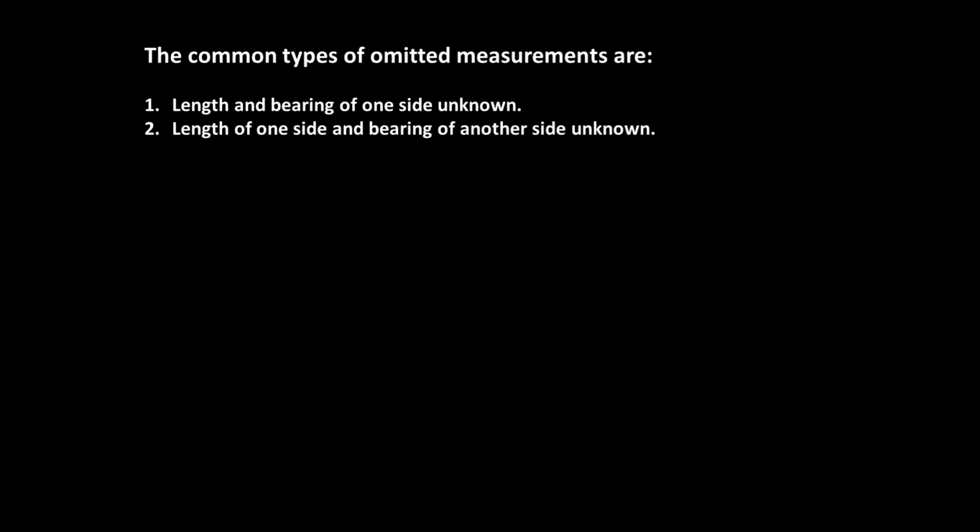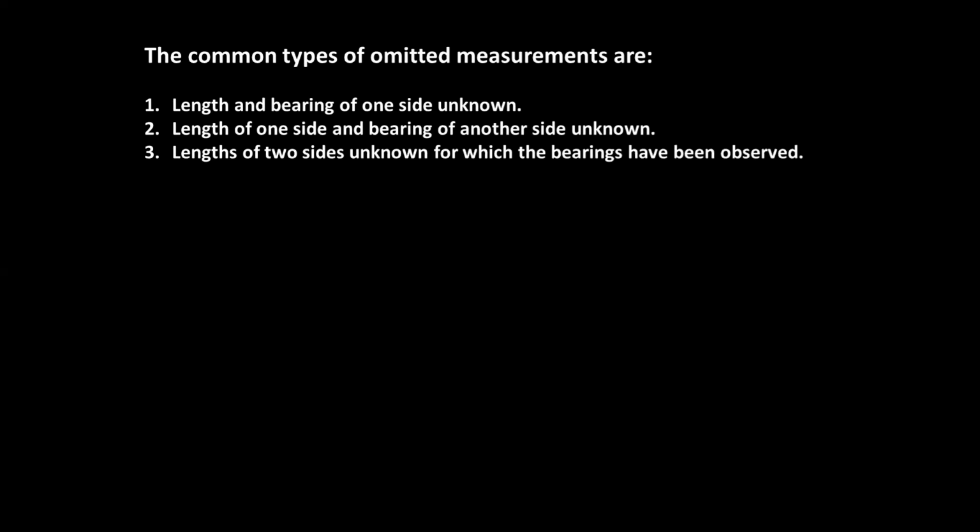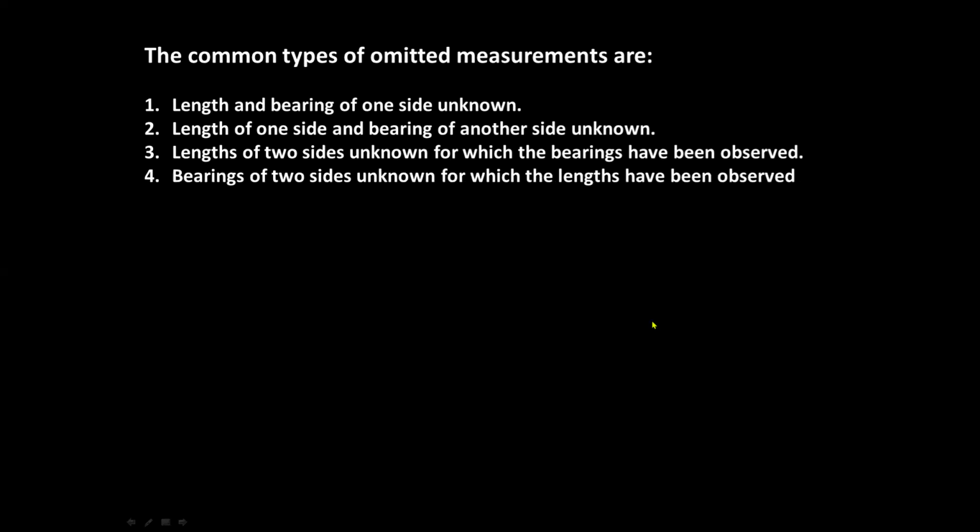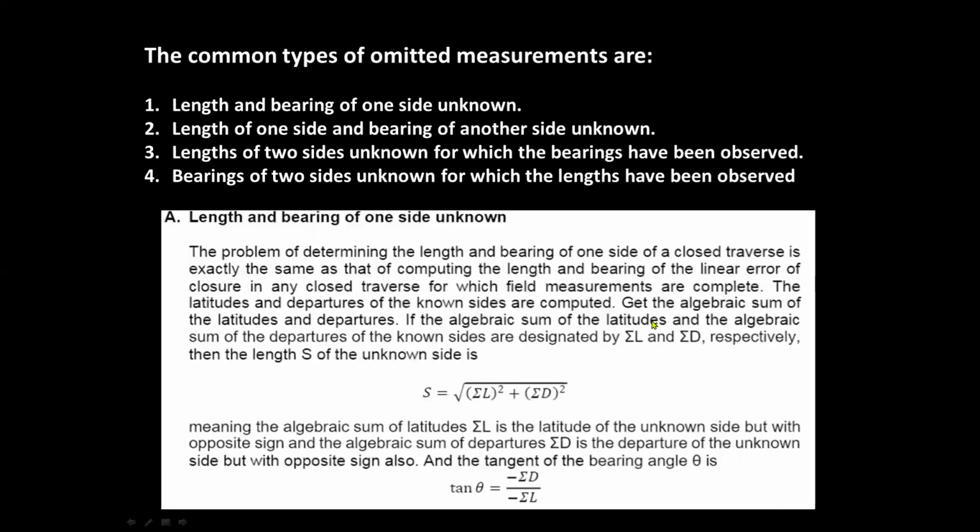The common types of omitted measurements are actually the following. Yung una, ito yung tinatawag nating case 1, length and bearing of one side unknown, followed by length of one side and bearing of another side unknown. Or another case, length of two sides unknown for which the bearing had been observed. So parehong linya, ang length ng lines ang hinahanap natin. And with the case for bearings of two sides unknown for which the lengths have been observed. And we have these following cases now that we have to tackle.